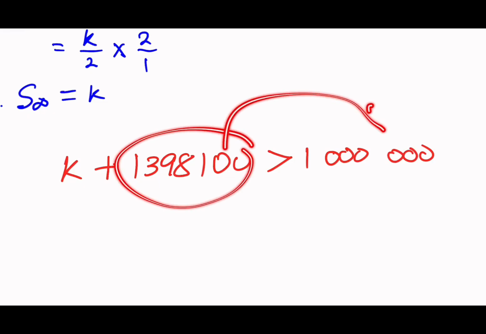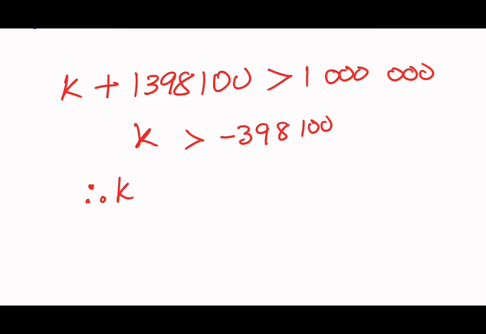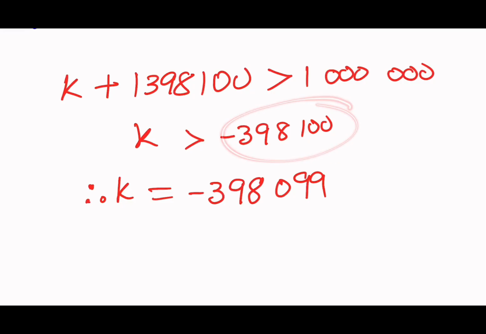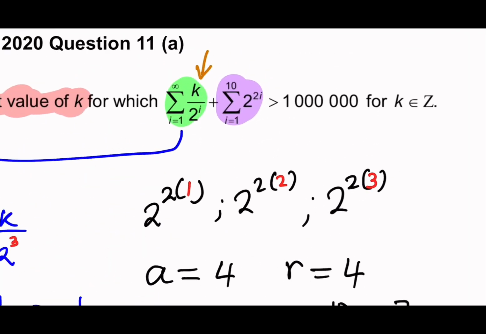I mean, really all you need is just to move that over to that side. And then you'd find that k must be greater than negative 398,100. So k has to be greater than that. And basically the first integer which is greater than this would be the solution. So therefore k is equal to the first integer which is bigger than that one, which is negative 398,099. That's the first integer which is bigger than this one. So that is the smallest k value that would ensure the condition that's given.